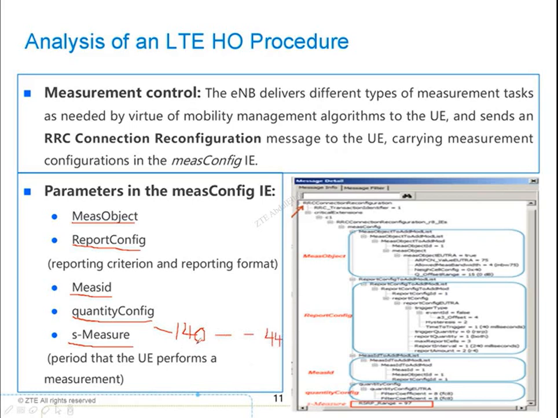So the index of these parameters is from 0 to 97, and the corresponding RSRP value is from minus 140 to minus 44. For example, if the index is 00, that means minus 140. If it is 97, that means the maximum one, which represents minus 44. Okay.